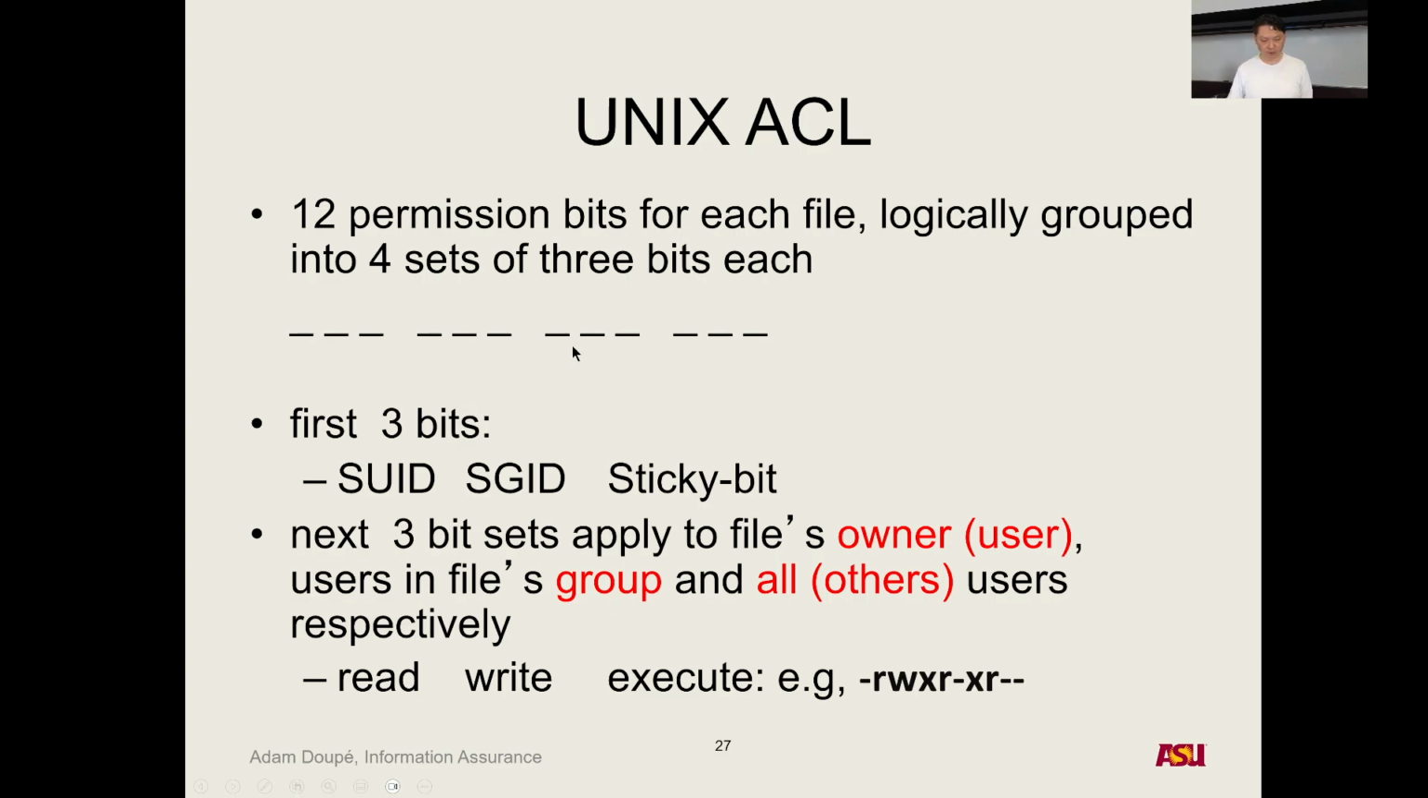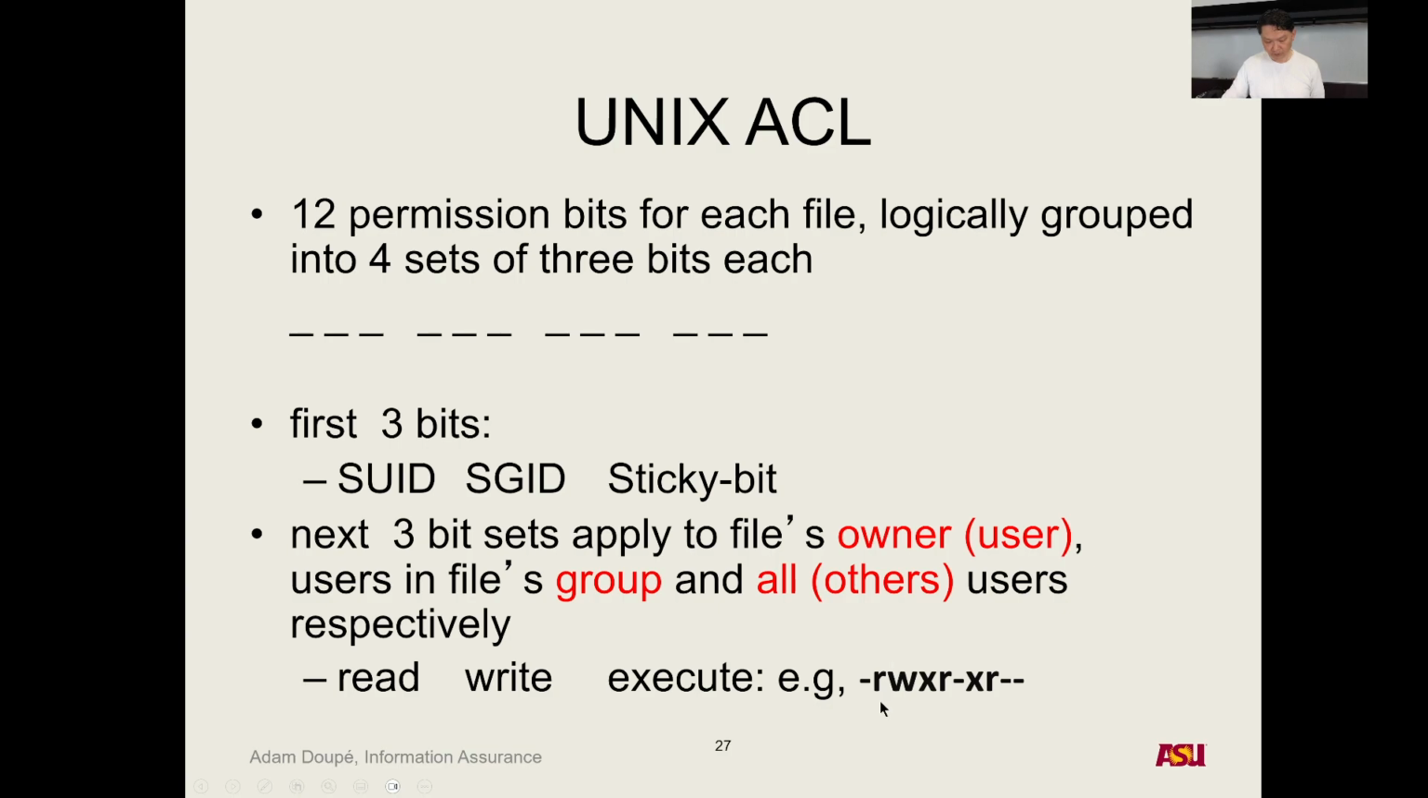And the next 3 bits are for the owner, then the next 3 bits for groups. The last one is for all. In Linux, actually, they use users, groups, others, so UGO, the initials, are used for setting the authority, the permission. So read, write, execute. This is an example of RWX, R-X, R--.